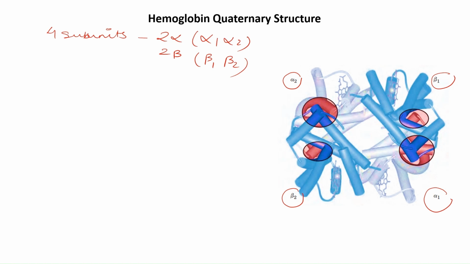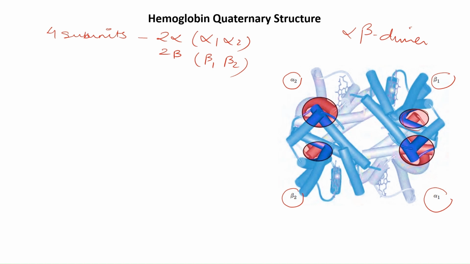Because of this we say that hemoglobin is a tetramer because it has 4 subunits, or it is an alpha beta dimer. That means it has 2 parts, each half consisting of 1 alpha and 1 beta subunit. The highlighted portion shows the interactions between these subunits, the alpha 1 beta 1 subunit interactions.